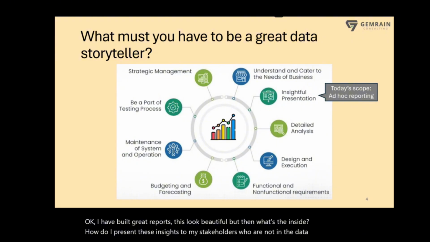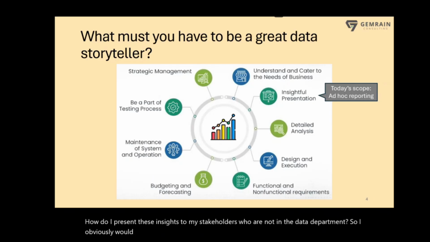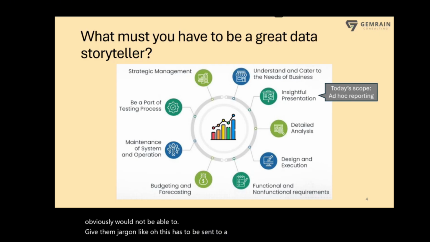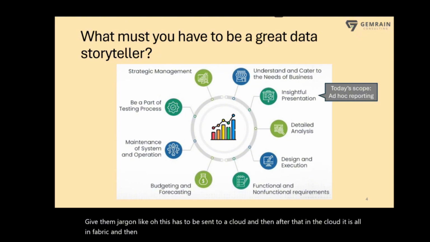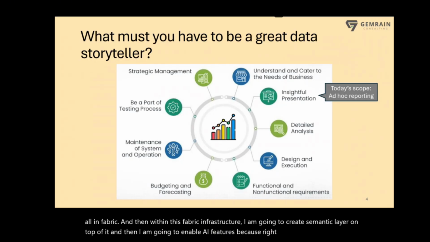So I obviously would not be able to give them jargon like, oh, this has to be synced to a cloud. And then after that, in the cloud, it is all in Fabric. And then within this Fabric infrastructure, I am going to create a semantic layer on top of it. And then I'm going to enable AI features because right now everybody is on this AI wave.